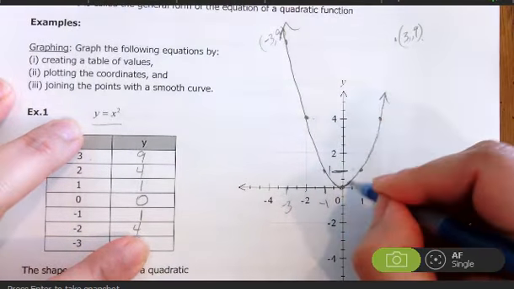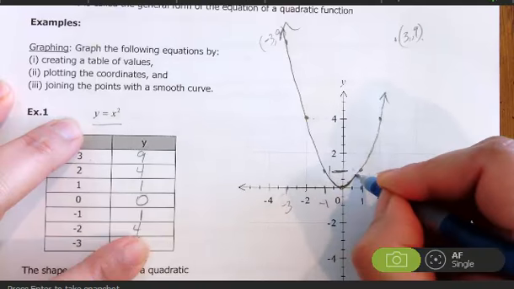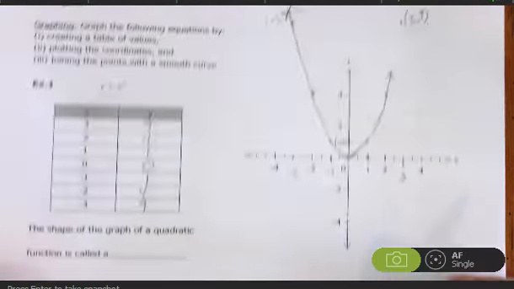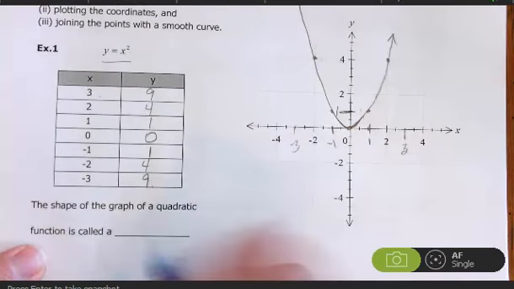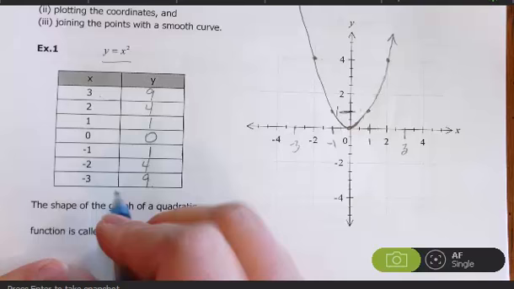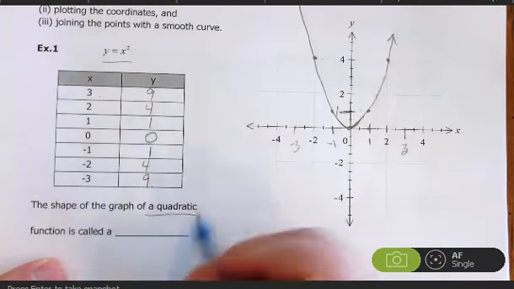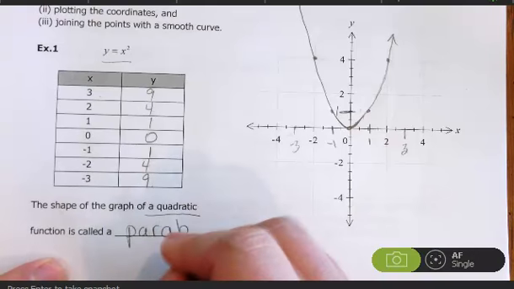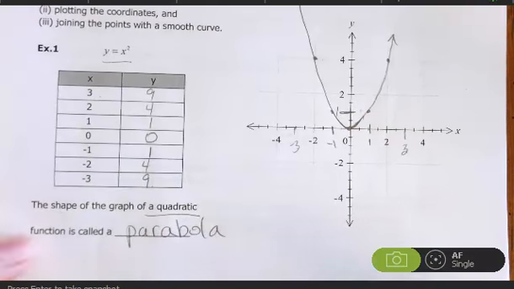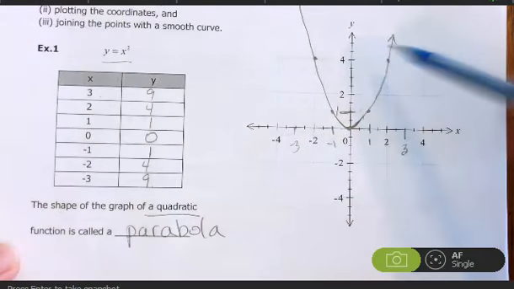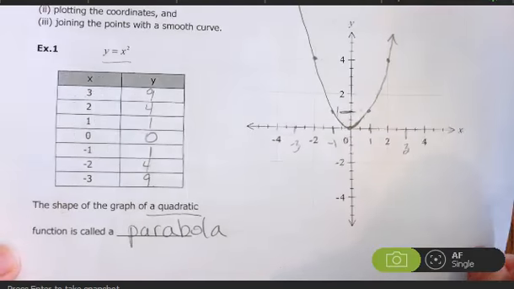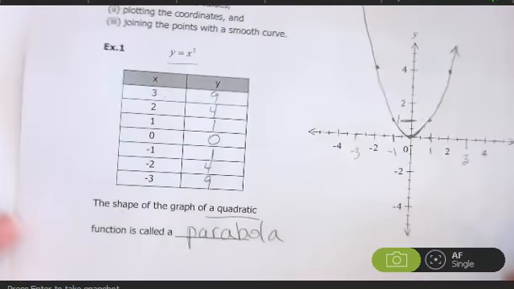And one thing I want you to make sure is down here, it's a curve. Don't make it a point or anything like that. It needs to be a smooth curve. The shape of this is a quadratic. It's called a parabola. Okay? All right. So whenever you see this kind of a shape, it's known as a parabola. It's called a quadratic function, but the shape of the graph is a parabola.